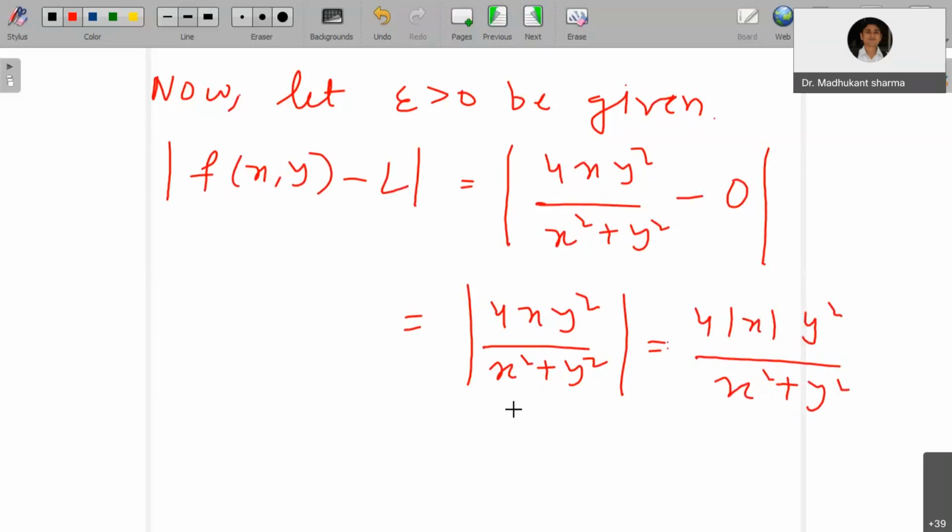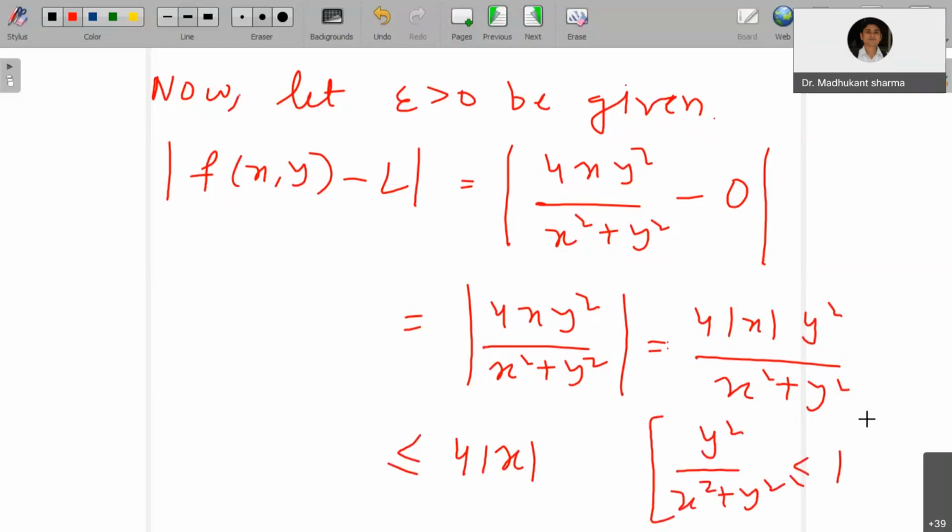Now, if I use some mathematics here, this is going to be less than or equal to 4 times mod x. Why? Because it is very simple to see that y square by x square plus y square is less than or equal to 1. So this implies this is less than or equal to 4 mod x, with epsilon greater than 0 given.